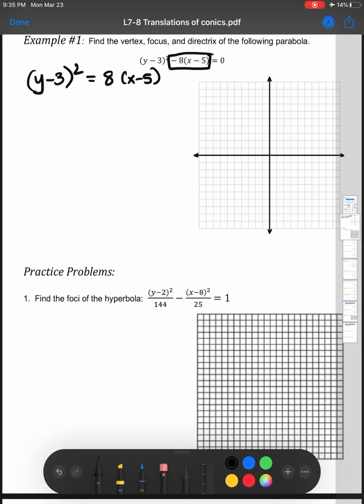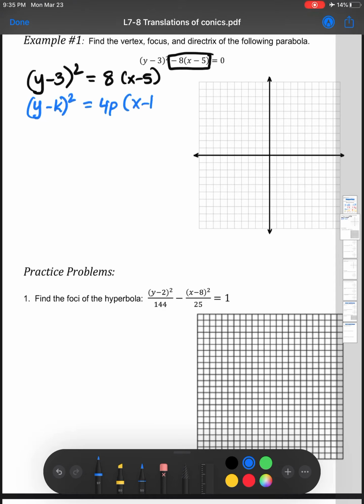Before I even go further, I would highly recommend you rewrite those equations on a piece of paper. It will really help you rather than flipping back and forth, because you might end up copying the wrong formula, right? So now I'm going to write something similar to this from the last page. It was y minus k squared equals 4p times x minus h, right? So if y is squared, we know it is a horizontal parabola. So let's write that down, horizontal.